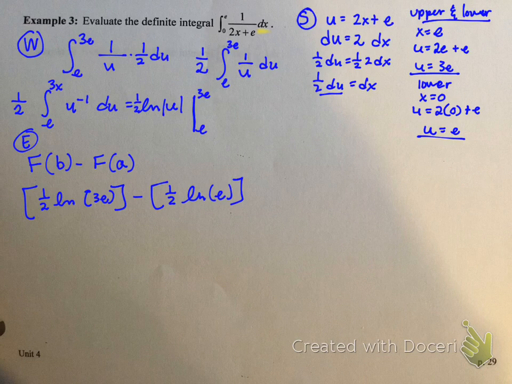So if I evaluate it, ln at e is going to equal 1. So we know that's going to be 1 half. And then this up here is 1 half ln of 3e minus 1 half. So what we have to do is stick this in the calculator. And when we do, we're going to get 0.55 as my answer.